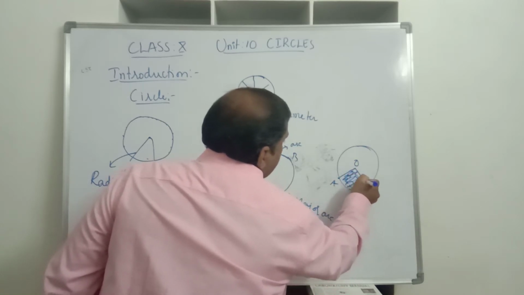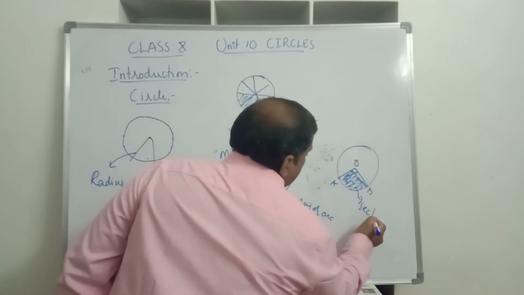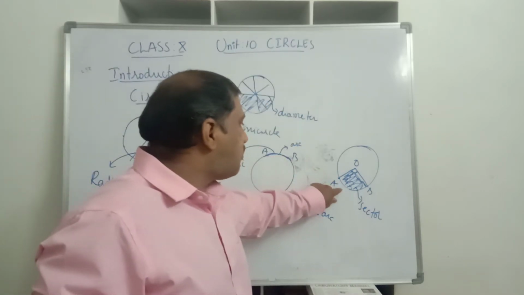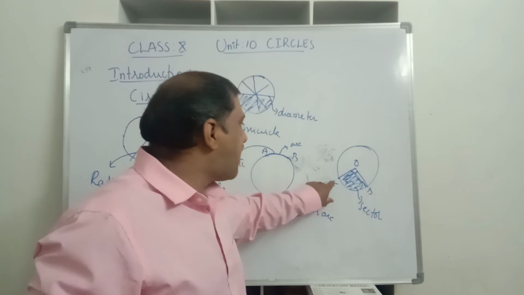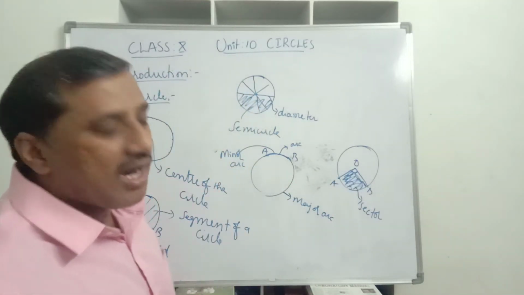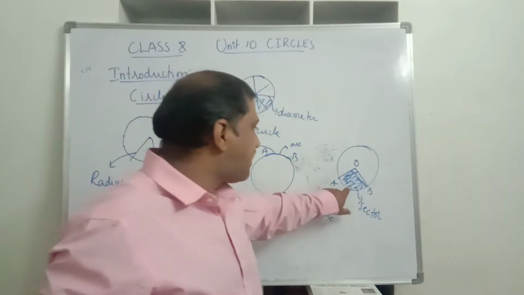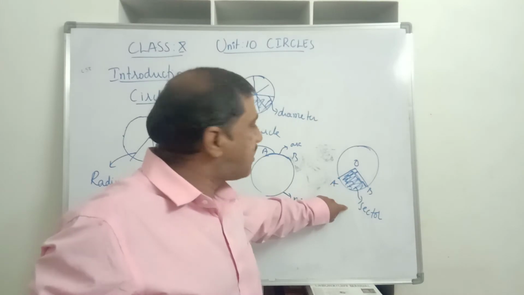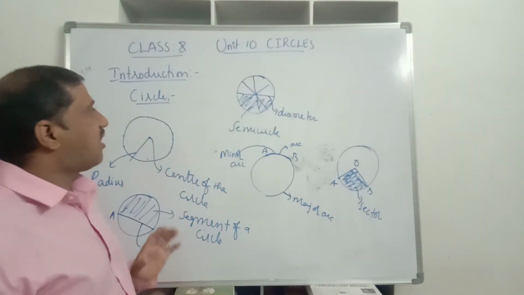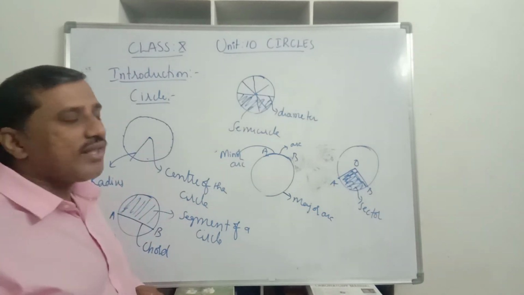This part is known as the sector of the circle. What is a sector? The part of the circle which is obtained by joining the two endpoints of the arc with the center through two radii is known as a sector. Again, if its area is less, it is a minor sector, and if its area is more, it is known as a major sector. So all these are the terminology related to the circle.